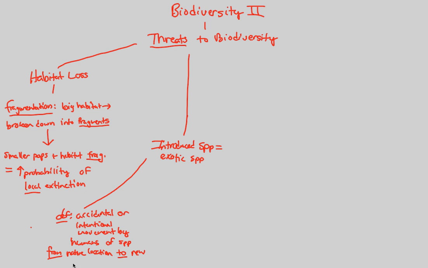So we'll say new geographical regions. Sorry for the tight spelling and writing over here. So let's reiterate. When we have an introduced species, we take accidentally or intentionally some species from its native location to a new geographical region. Again, this is a human construct. It's a human involvement. So now, once we have this definition, let's take a look at what happens.